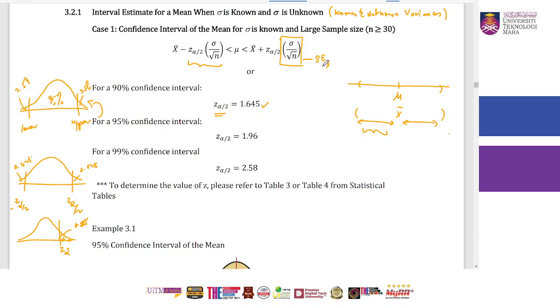Here it uses variance and non-variance. So this is the standard error of the mean. Basically, if we want to know the confidence interval in general, it is simply X bar plus or minus Z alpha over 2 times the standard error. So why sigma over square root of n?